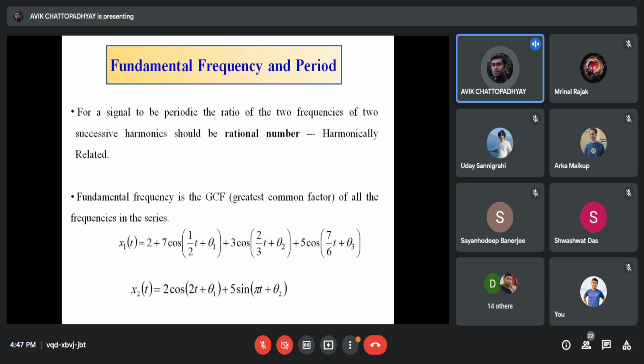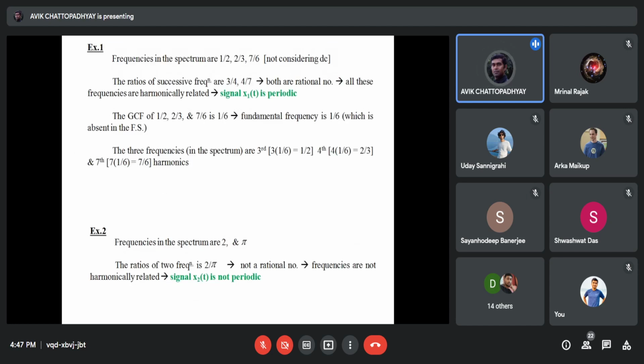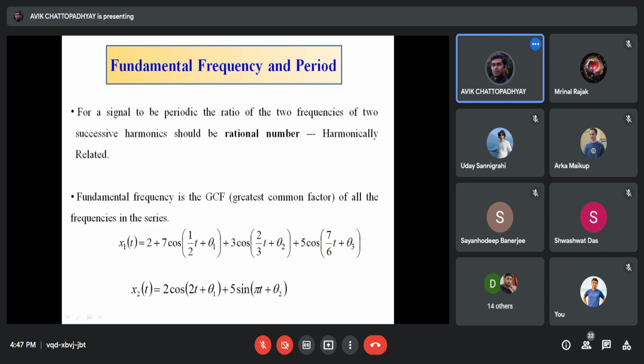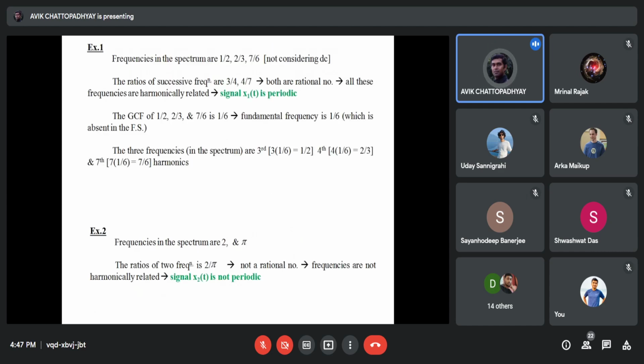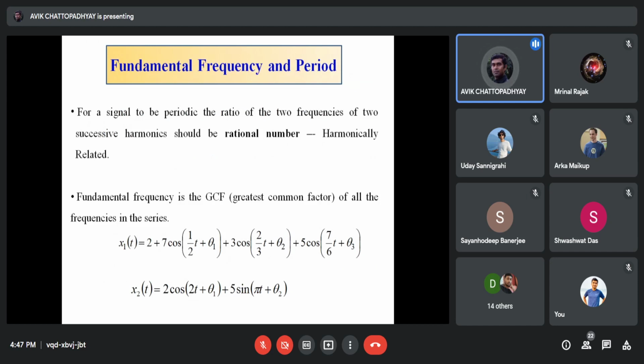Now, in the first example they have given, x1(t) is written as 2 plus 7 cos(half t plus theta 1), and so on. Here we are first not considering the DC term. We first take the ratio of successive terms, the successive harmonics, because harmonically related terms are checked that way. The frequencies of the spectrum are half, 2/3 and 7/6. You just take the ratio.